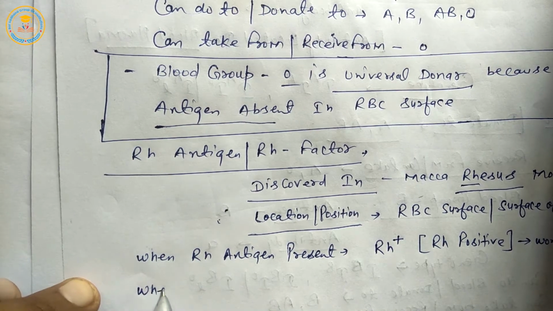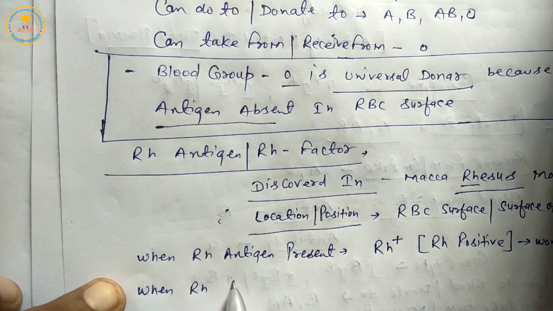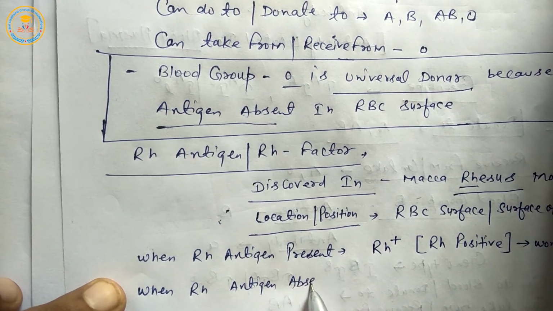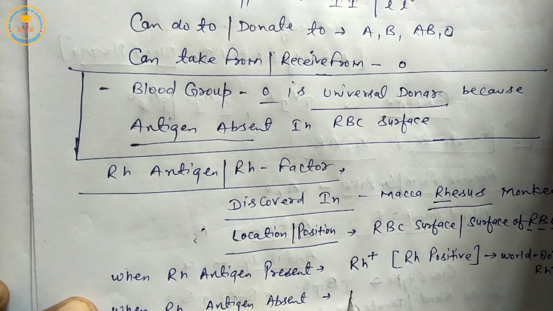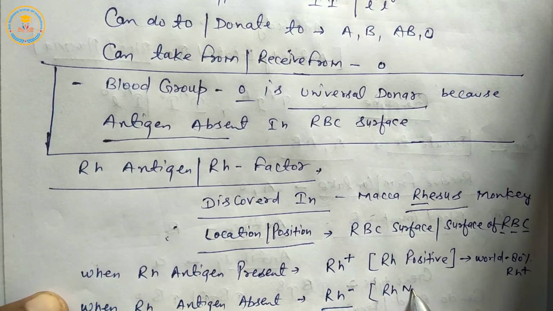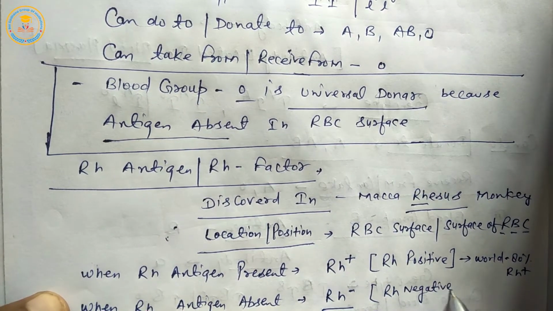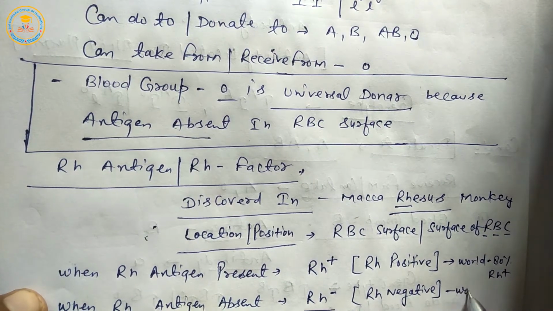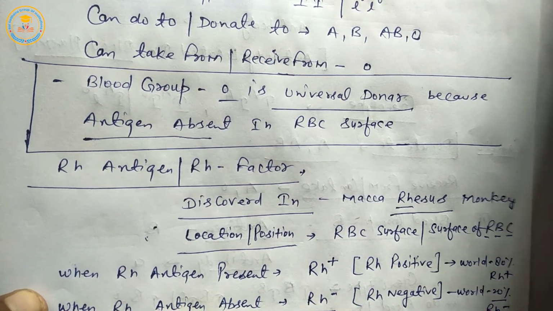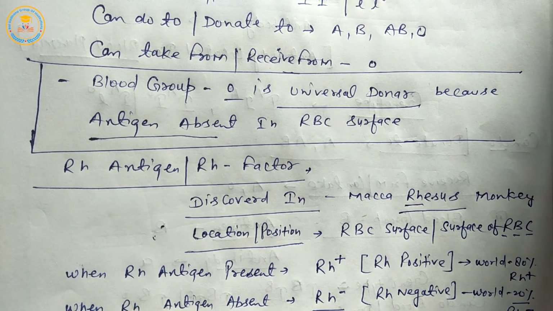Next, when RH antigen is absent, it is called RH negative. In the world, about 20% of people are RH negative, but according to the class 10th immunity chapter, 15% of people are RH negative.